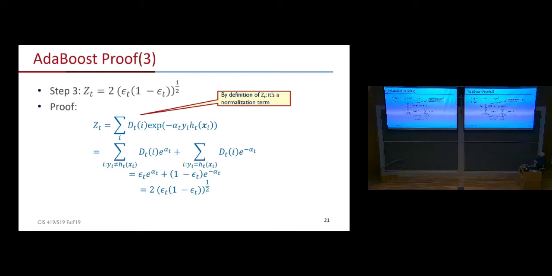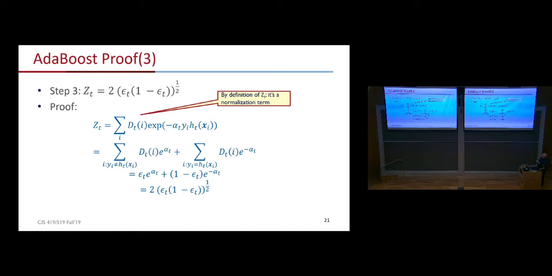So Z_t is a normalization factor. It means that you have to sum the weights of all the examples in order to get Z_t, because you divide by Z_t in order to get 1. So basically, by definition, Z_t is the sum over all examples of the weight of the example, e to the minus alpha_t y_i h_t.